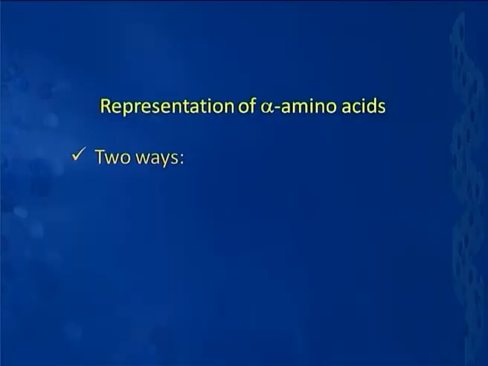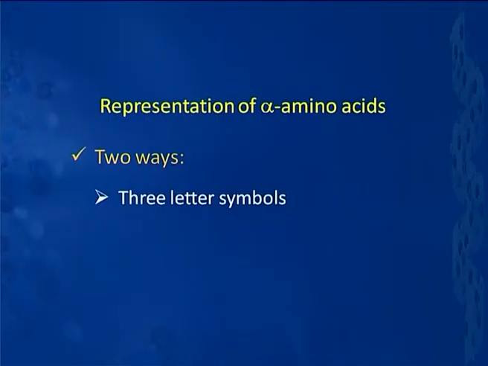Okay. Now, how do we represent them? How do we represent alpha amino acids? There are two ways of doing it, because typically the amino acids have very long names. If you want to talk about peptides or proteins, writing the names or the sequence of proteins becomes very tiring and cumbersome. So, some notations have been given to them, and there are two kinds of notations. The first one is what is called 3-letter symbols, and the second one is 1-letter symbols. We will talk in a little detail about both of them.